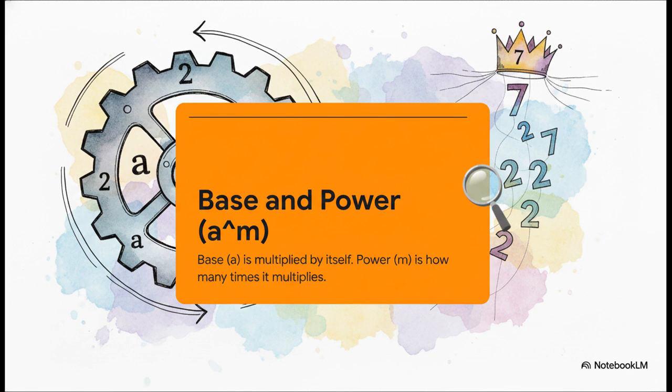Now that tiny little number floating up high, the 7, that is the power, or the index. The power's job is to dictate exactly how many times the base multiplies itself. So think of it like this. The base is the what, and the power is the how many times.